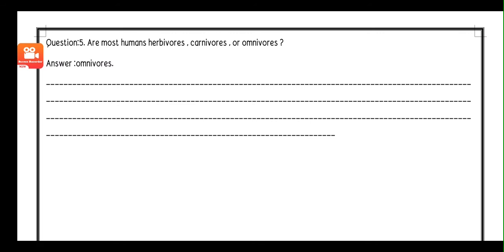Ji, last question number 5 is, are most humans herbivores, carnivores or omnivores? Kya tamam aur zyada tar jo insaan hai wo herbivores hain, carnivores hain ya phir omnivores hain? So the best answer is omnivores, because human beings eat both meat and plants. So dear students, you have to learn and write all these questions.